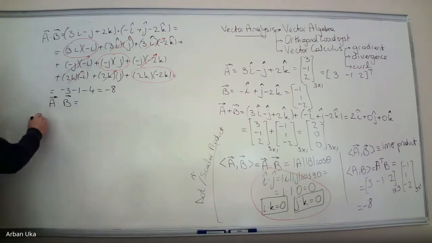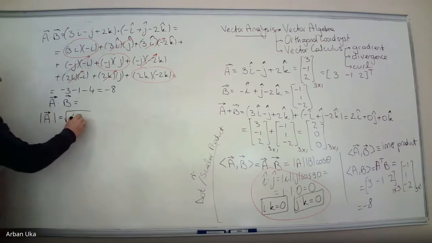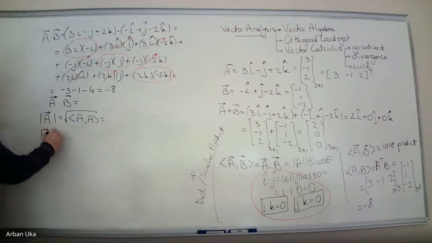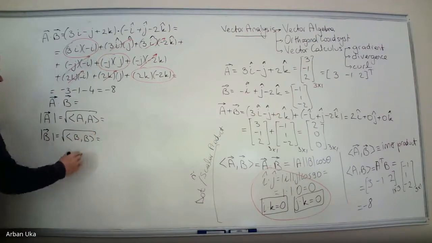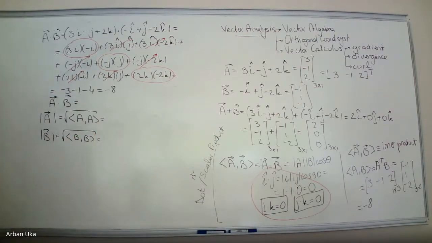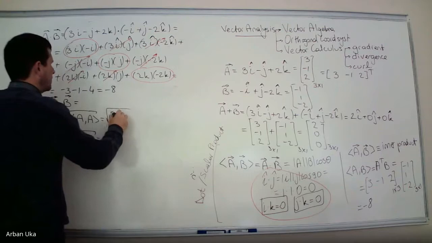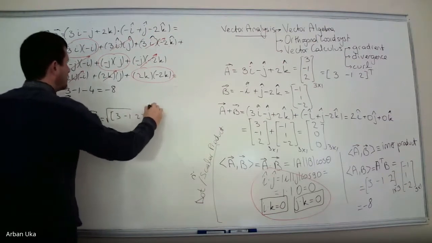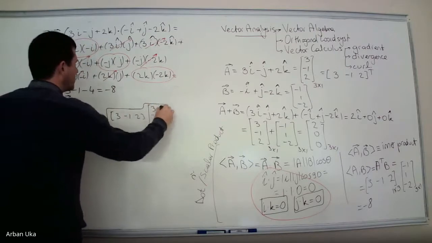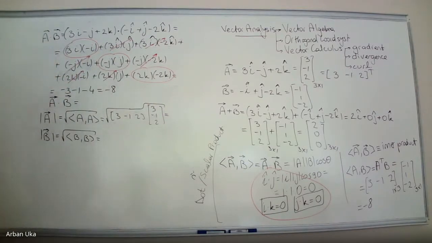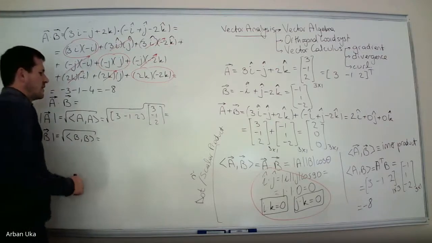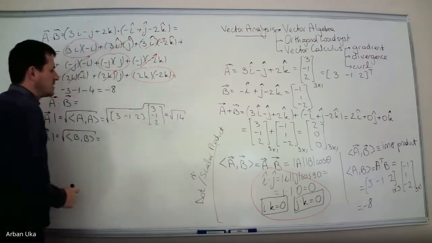So for a moment, we can denote that the magnitude of the vector A is equal to the square root of the inner product of A with A. And the magnitude of the vector B is the inner product of B with itself, similarly. This would be equal to the square root of 3, minus 1, 2 times 3, minus 1, 2. What we obtain from here is 3 squared is 9, plus 1 is 10, plus 4, square root of 14. This is the magnitude of A.